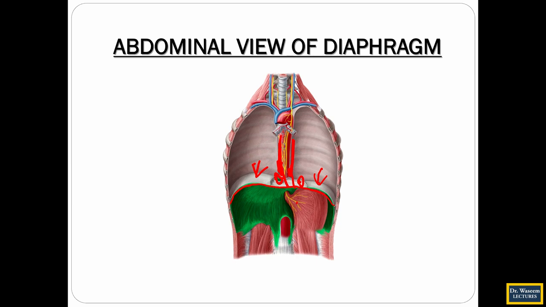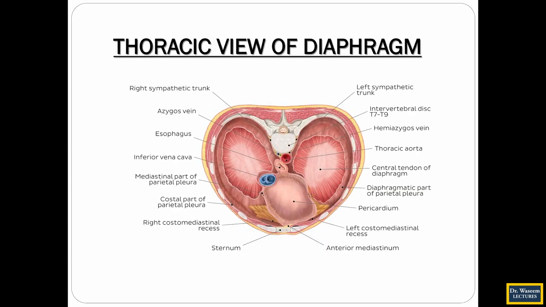So you are seeing the abdominal view of the diaphragm, and here is the abdomen. This is the thoracic view of the diaphragm; you are watching from above. This white color is the central tendon of the diaphragm. And I have told you that this will be the central tendon.